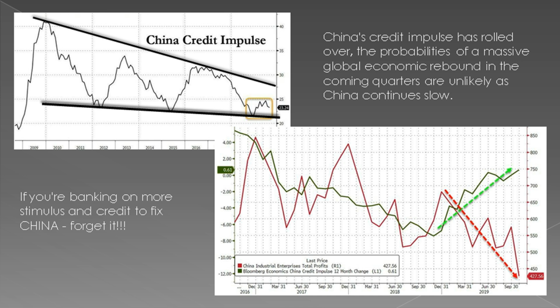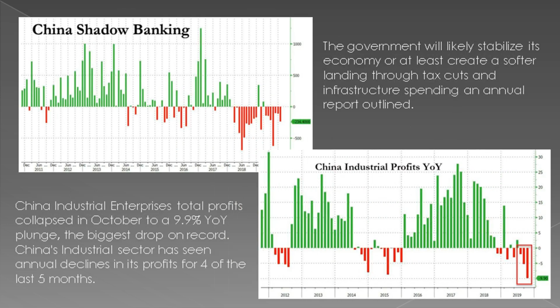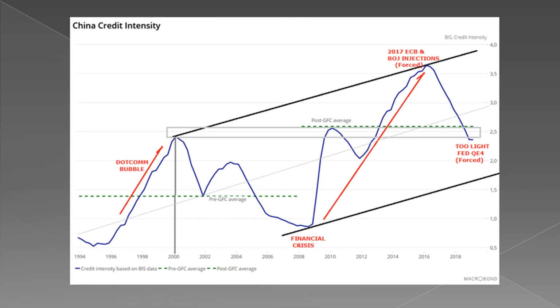The probabilities of a massive global economic rebound in the coming quarters are unlikely, as China simply continues to slow. The government will likely stabilize its economy, or at least create a softer landing, through tax cuts and infrastructure spending, as their annual report recently outlined. What this all means is that China's economy isn't going to save the world, as it has consistently done since 2008. This is going to be left to the other developed economies.